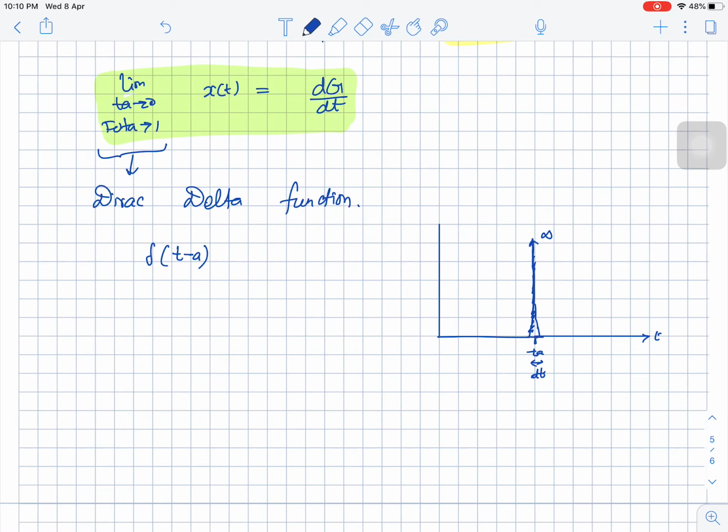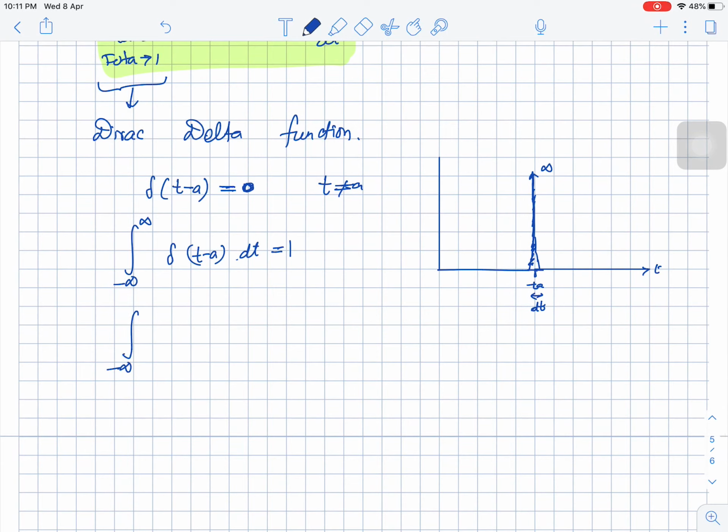So this is Dirac delta function. If you integrate it from minus infinity to infinity, delta of t minus a into dt, you will get 1. So this is the definition of Dirac delta function. Delta t minus a equal to 0 is the equation. So what this means, whenever t is equal to a, it is infinity. In all other places it is 0, where t not equal to a. So that's the meaning.